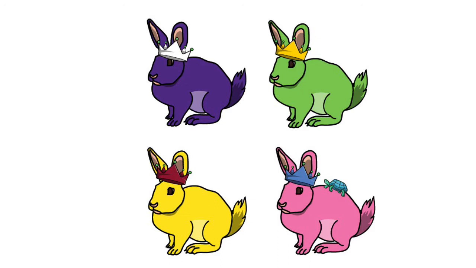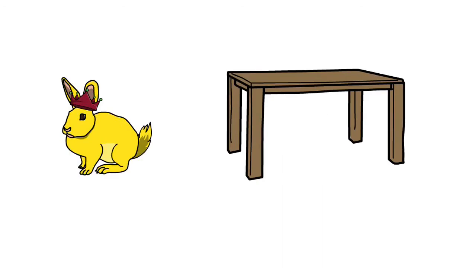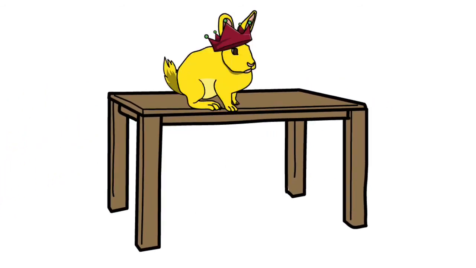It's a turtle. The turtle is on the back of the pink rabbit. This is a brown table. And here is the yellow rabbit wearing the red crown. The yellow rabbit with the red crown is on top of the table.